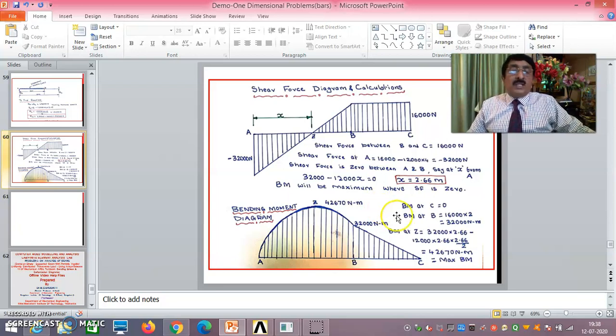Once you do this, these things, 42,670 Newton meter, whatever you got, and the shear force diagram, 16,000 minus 32,000 and all this, have to be proved using Ansys. Okay, this we'll do now.